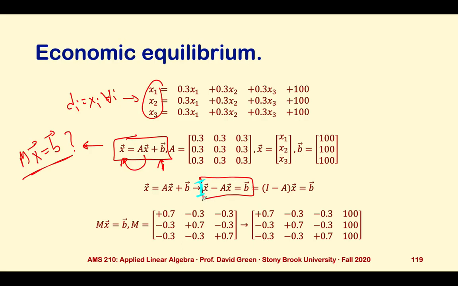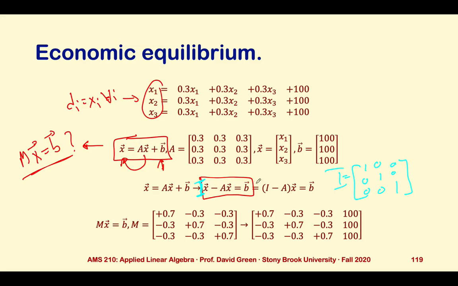So instead of thinking of this as being 1 times x, I can think of this as being the identity times x. Once we have that, this I would be the 3 by 3 identity matrix, because A is 3 by 3, with 1, 1, 1 on the diagonal, and zeros everywhere else.